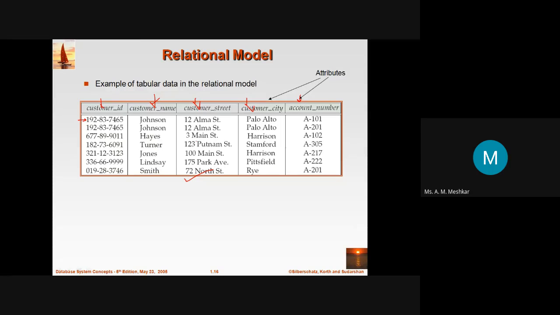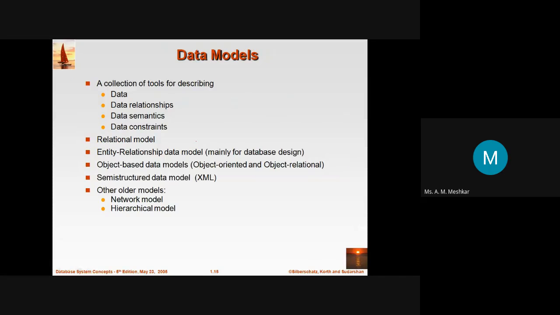So relational model basically uses the tables and the relationship tables also, the entity tables plus the relationship tables. And we are going to focus on this model only in all your chapters, or the complete syllabus.